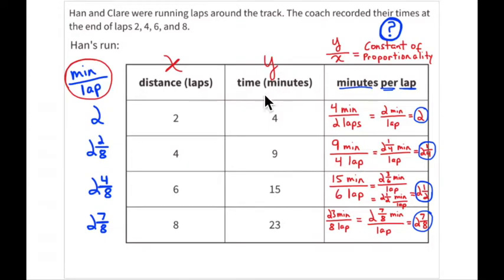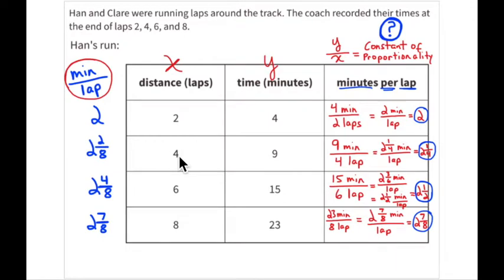And so that's y divided by x. And if it is a constant rate, then that will be a constant of proportionality. So the first time is after 2 laps, 4 minutes per 2 laps, that's 2 minutes per lap. So y divided by x gives you an answer of 2 minutes per lap.